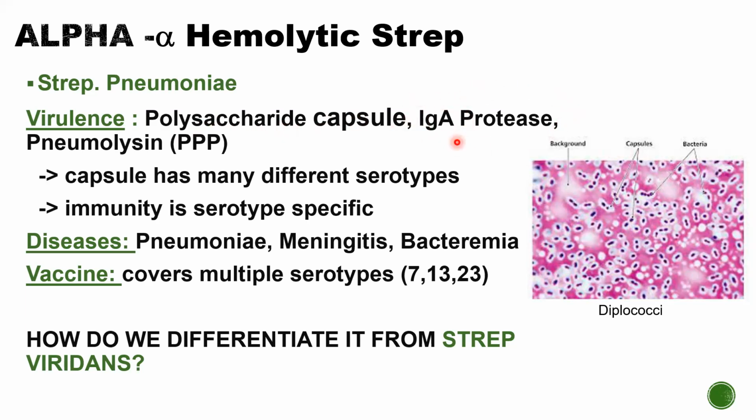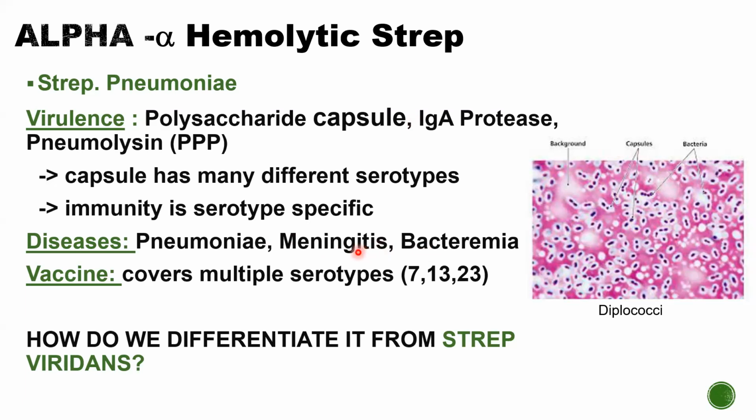Who knows where IgA is present? Where do we have the majority of IgA in the body? Yes, body fluids, and on mucosal surfaces. You took this in immuno, you should know this. So if something has IgA protease, you can kind of tell where it causes infection. It causes pneumonia, meningitis, and bacteremia.